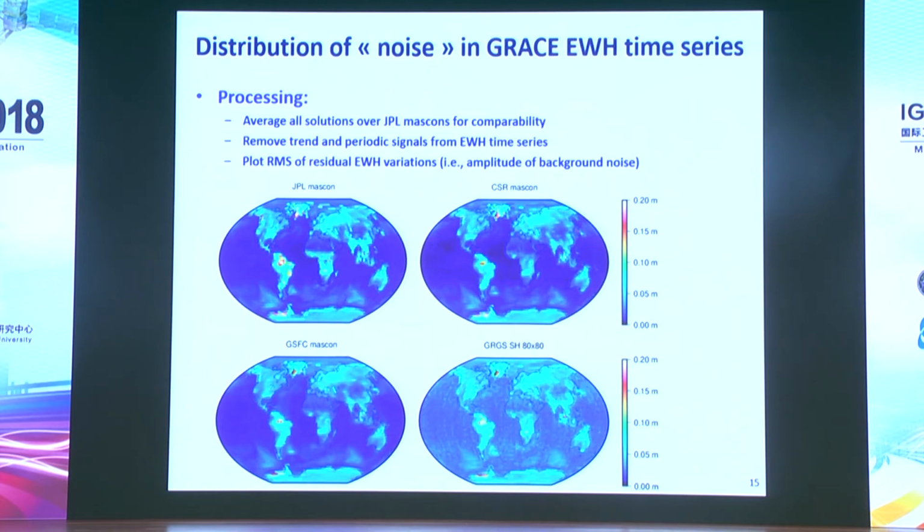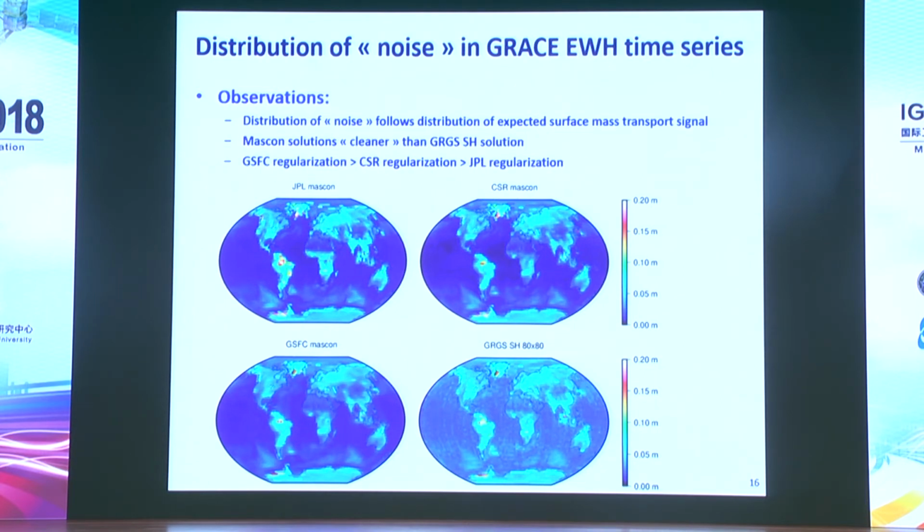We started by averaging all the different GRACE solutions over the same JPL Mascons for comparability. Then we removed the trends and periodic signals from the time series and plotted the root mean square of the residual EWH variations, that is the amplitude of the background noise in GRACE EWH time series.